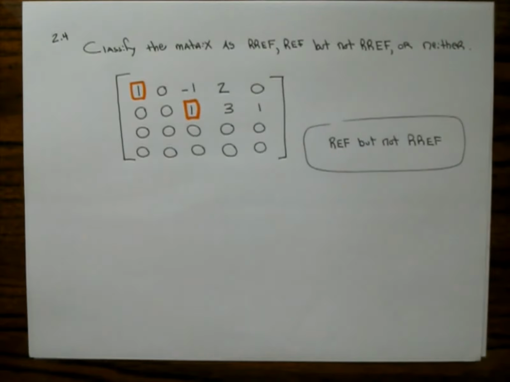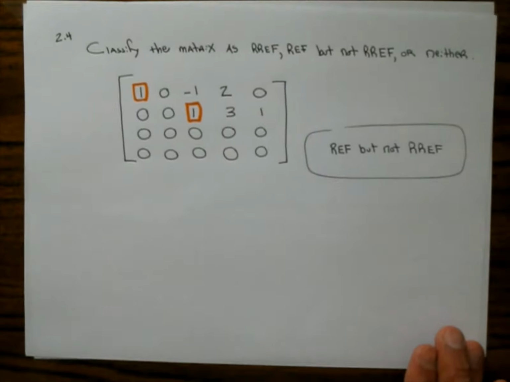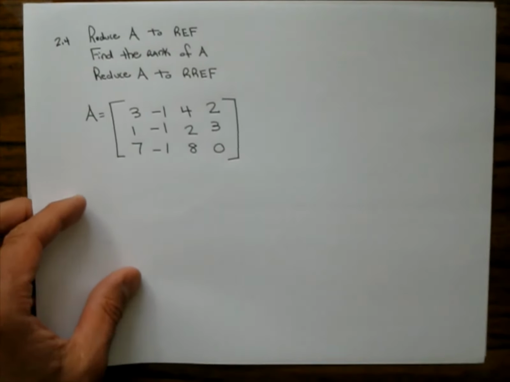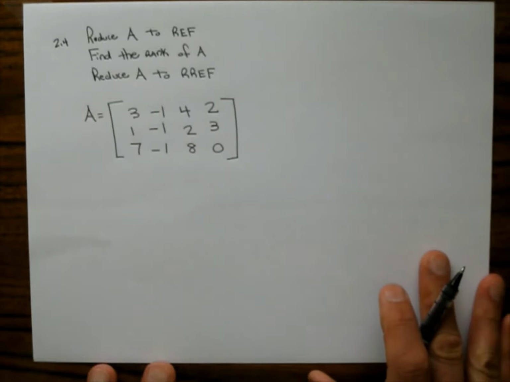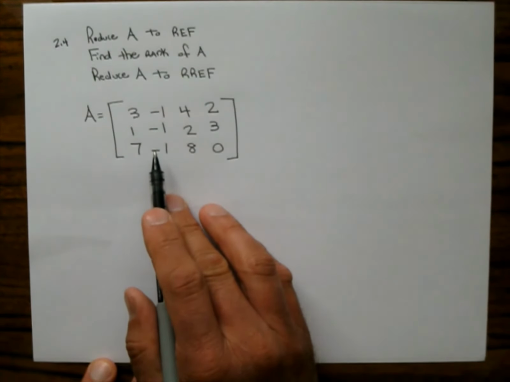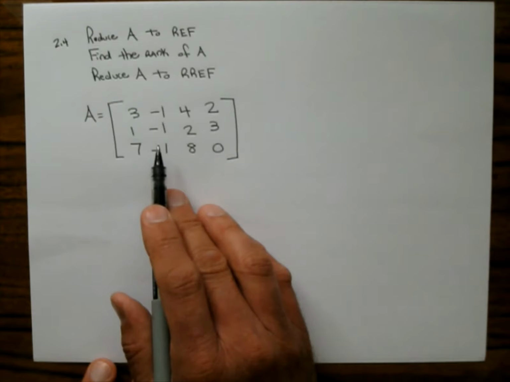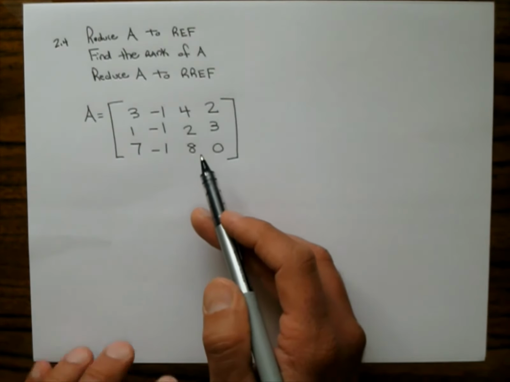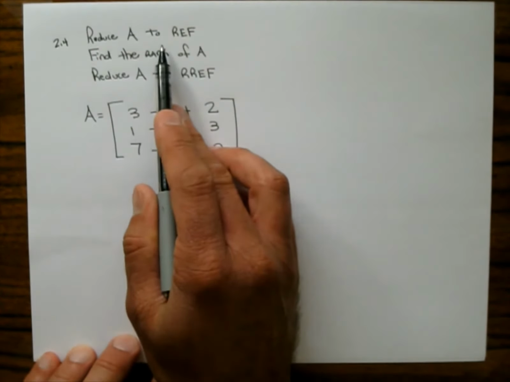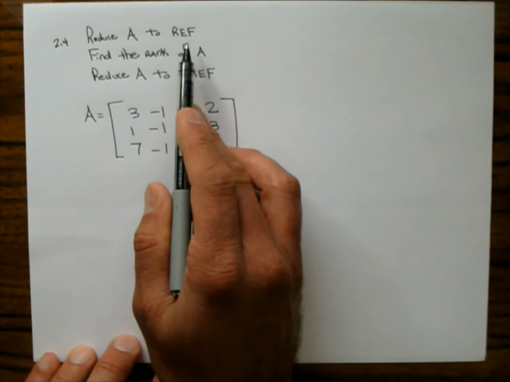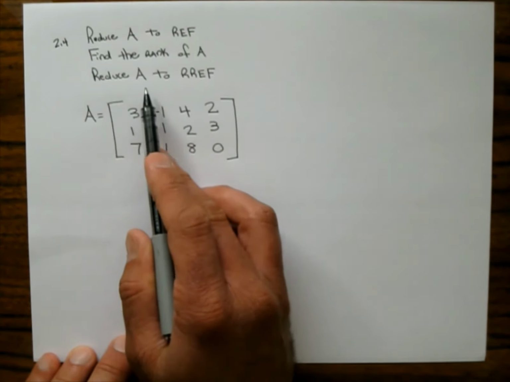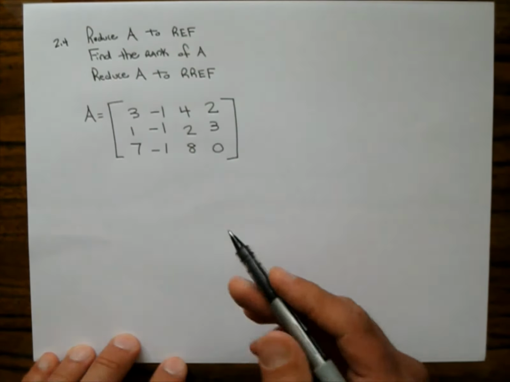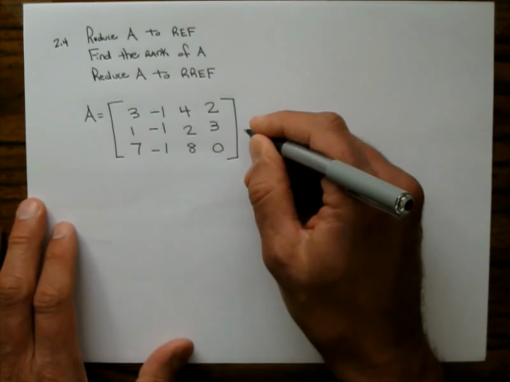Let's go ahead and do another 2.4 question where they give you a matrix and they ask you to reduce it to row echelon form. So I'm actually going to do three things on this problem. We'll reduce A to row echelon form. We'll find the rank of A, and then we'll reduce A to reduced row echelon form. Now on the exam, you might have one problem where it asks you to reduce to row echelon form, and then maybe the next problem it will give you a different matrix to reduce to reduced row echelon form. So what I want to do is do row operations.